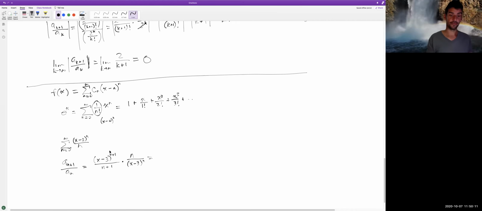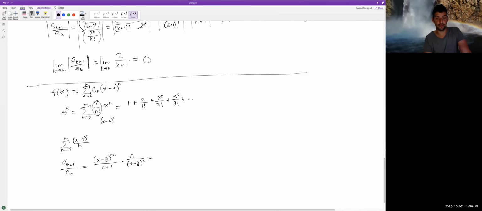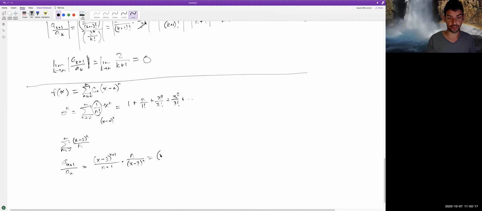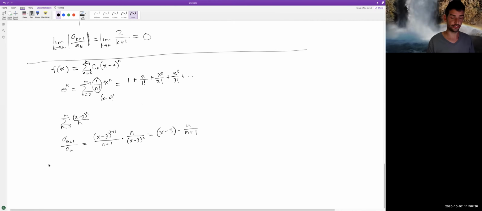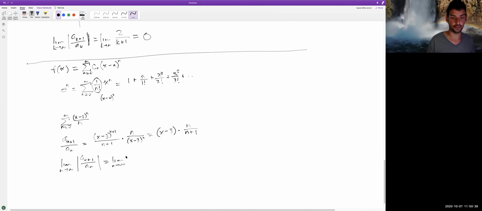What do we end up getting? We have n plus 1 powers of x minus 3 divided by n powers of x minus 3, which leaves us with x minus 3 in the numerator. And then I've got n over n plus 1. So that's just algebra so far. I still do the same test for the ratio test. I take the absolute value of that quotient and take its limit as n goes to infinity.